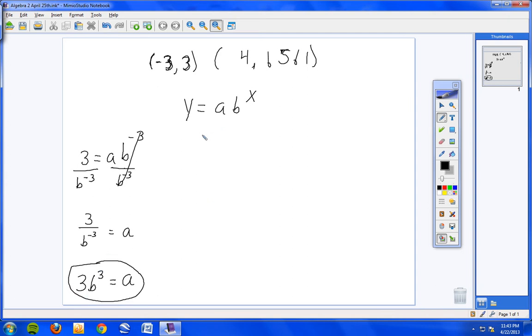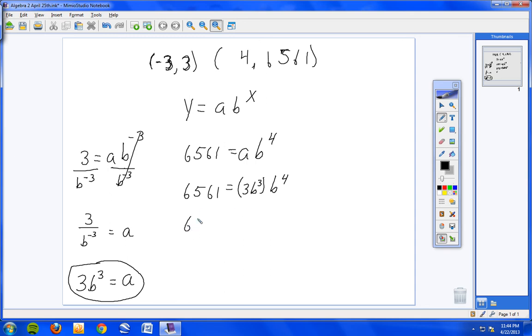Now step 2 says to take your other ordered pair and substitute your other ordered pair in like this, and then we go ahead and also substitute this in for a. So 3b cubed equals a, so where a is right here, I'm going to go ahead and substitute for a right here. I'm going to put 3b cubed for a, bring down my b to the 4th, and bring down my 6,561. Now let's solve for b.